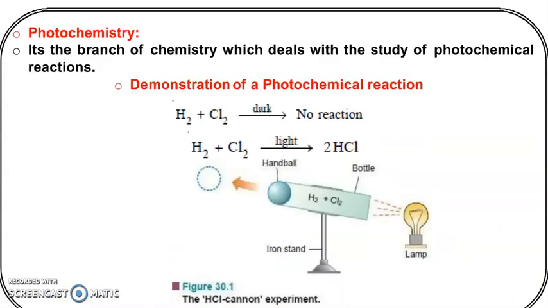Now, my friend, photochemistry is the branch of chemistry which deals with the study of photochemical reactions. The demonstration of a photochemical reaction: you can see H2 plus Cl2 in dark, no reaction. H2 plus Cl2 in light, formation of HCl. So you can see the demonstration.